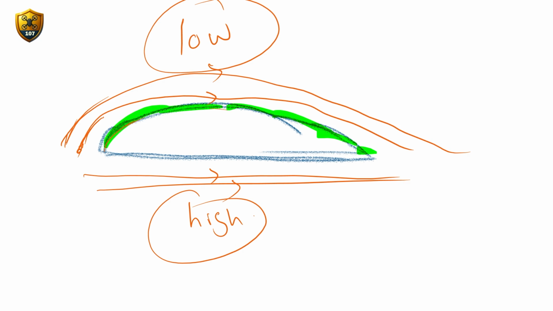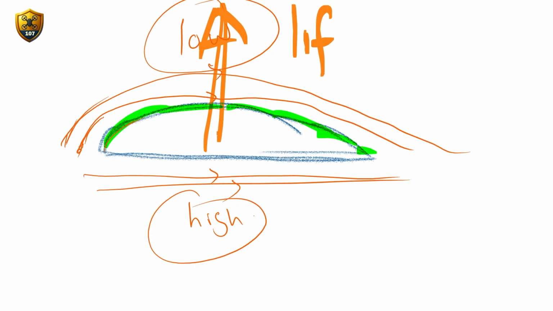Okay, did you understand that? So we have a net pressure, and the pressure is always flowing from high to low. So we have this upward force called the lift acting on the airfoil. So that is what is happening.